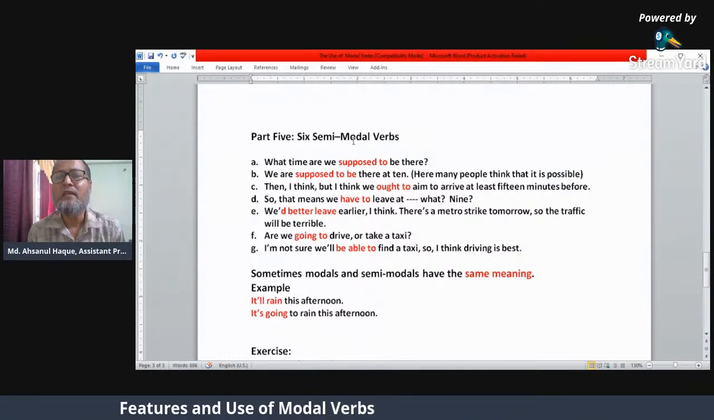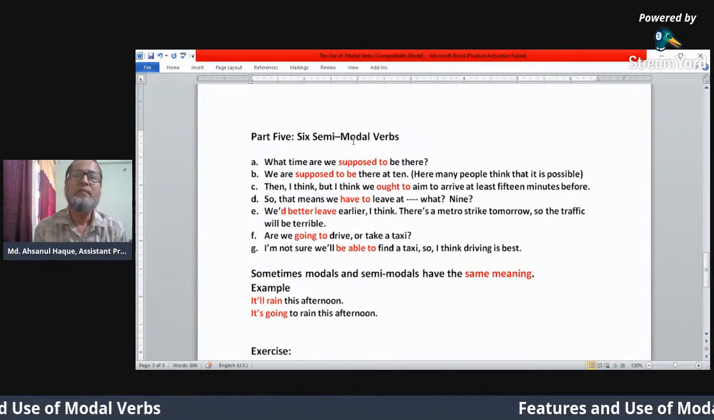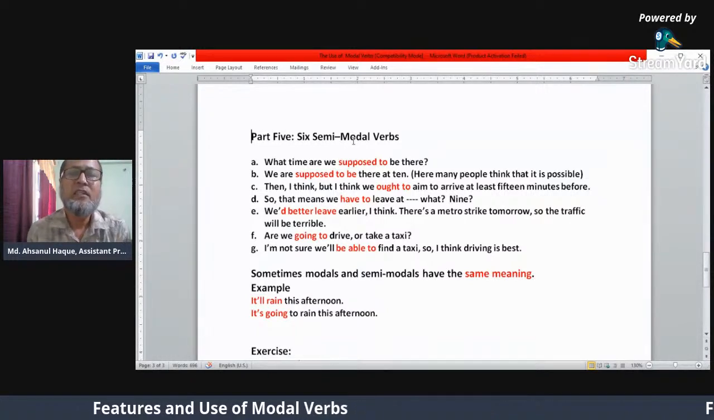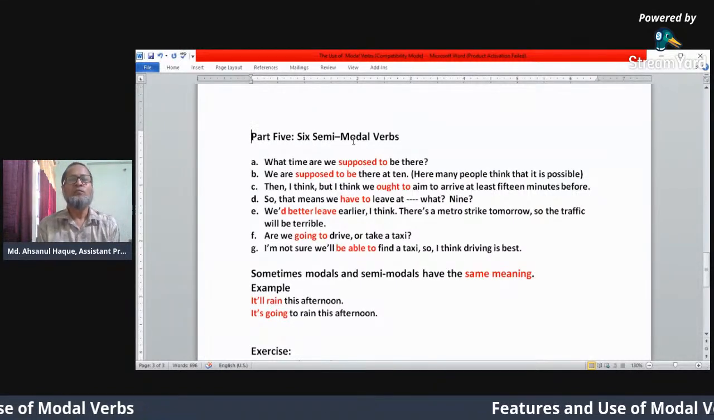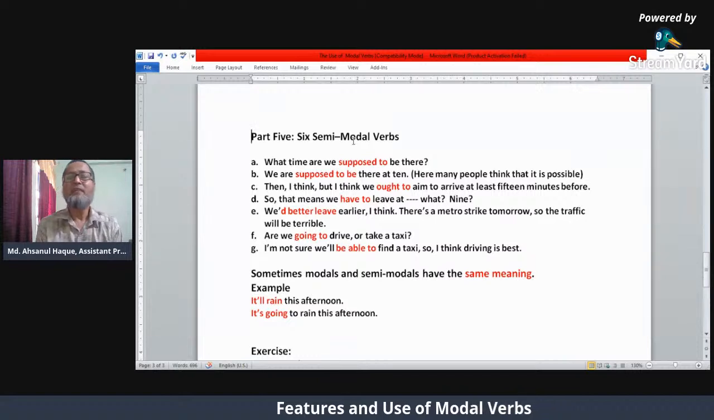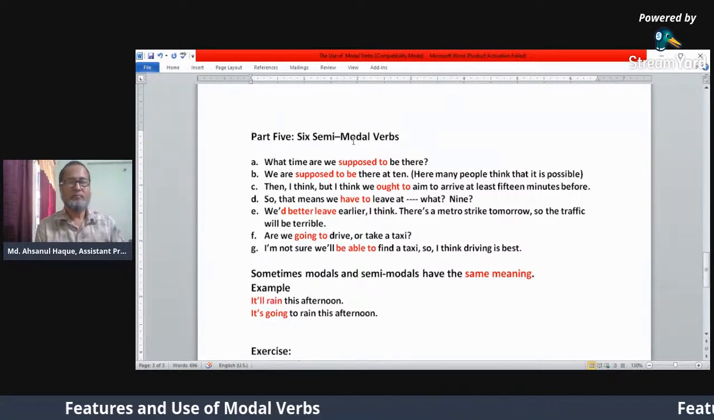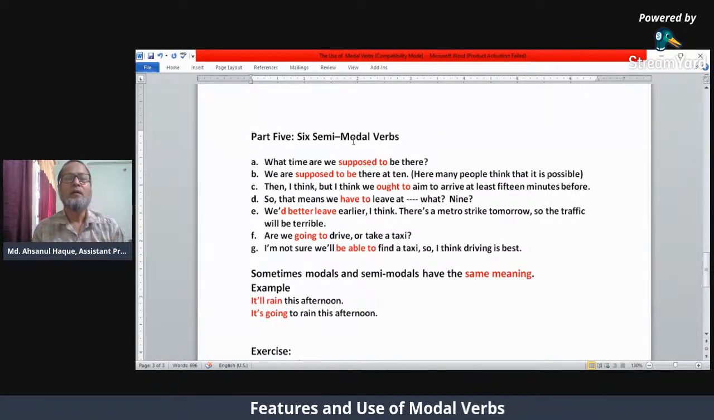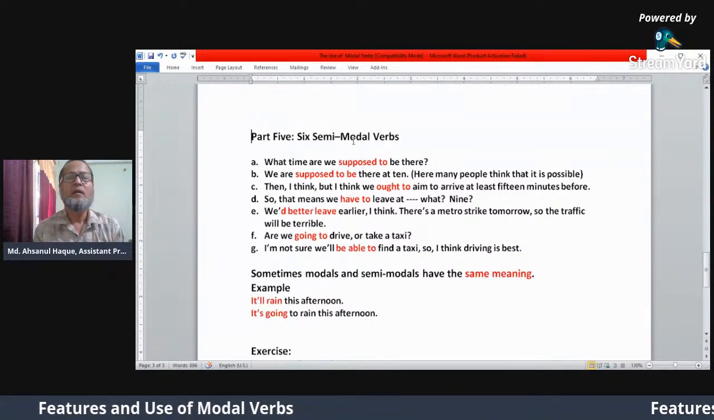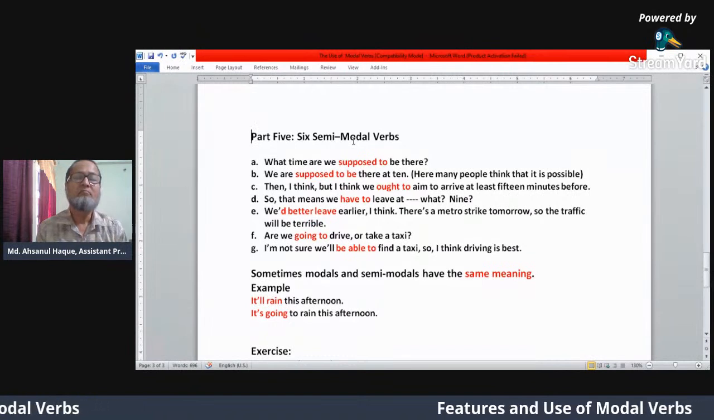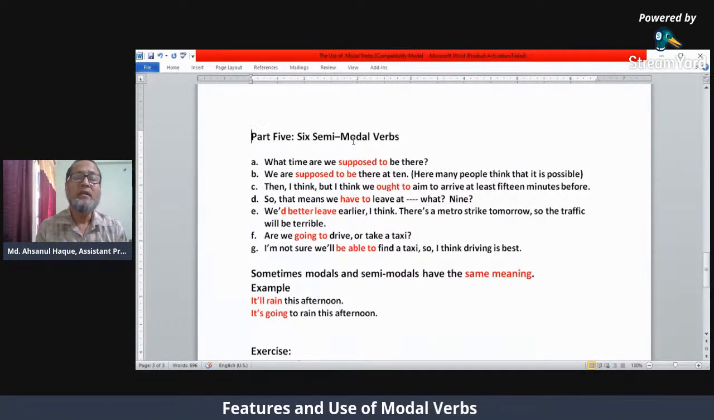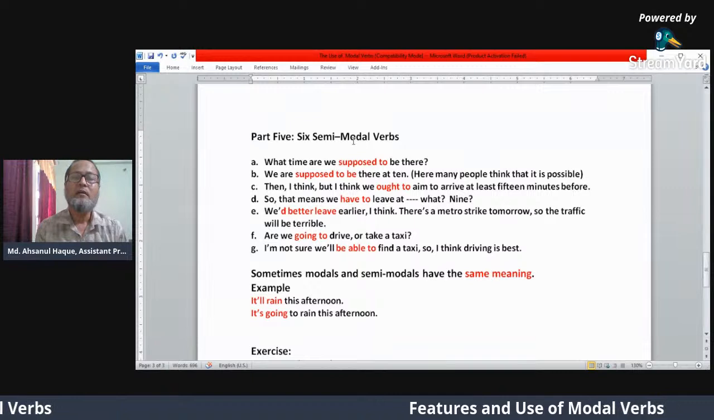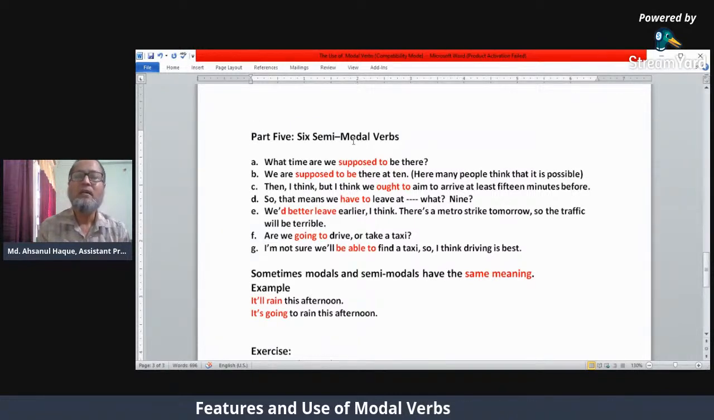Here, many people think that it is possible. So this is possibility. This is general possibility, not specific. We're supposed to be there at 10. But if we say he will be there at 10, we will be there at 10, or we are going to be there at 10, then it might be specific possibility.